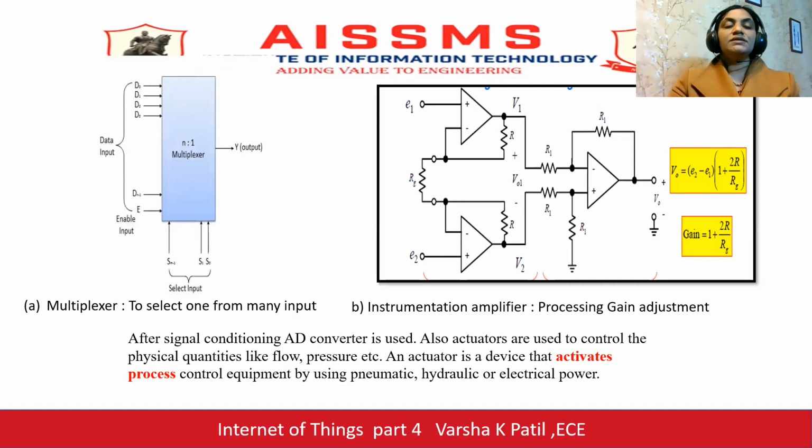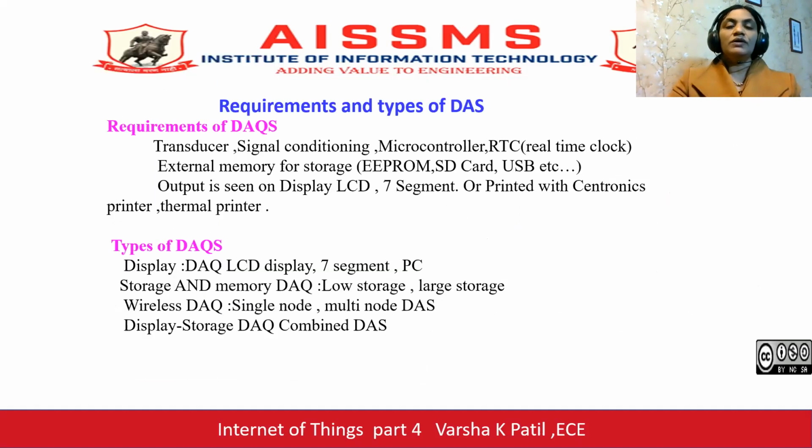The second circuit is the multiplexer, which is many to one, that is, we want to select only one input out of n number of inputs, so we use a multiplexer. These outputs can be given to the ADC, and sometimes we have actuators which will actuate the process control equipment using pneumatic, hydraulic, or electrical power.